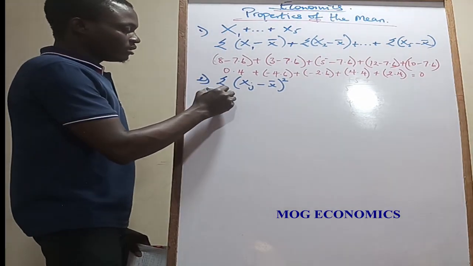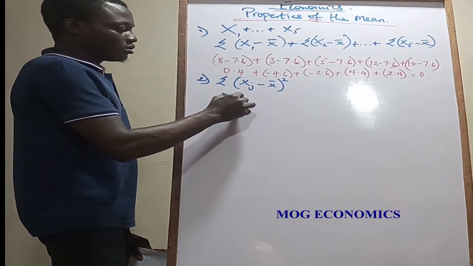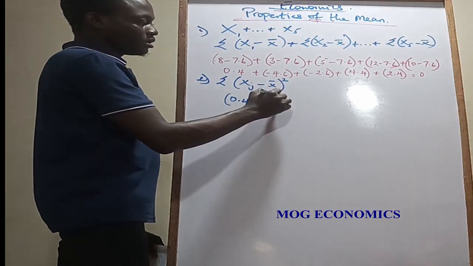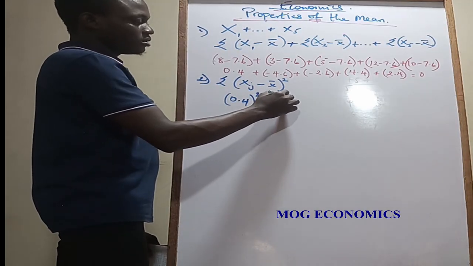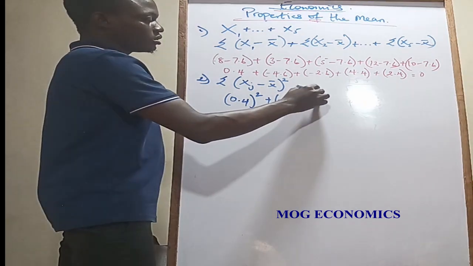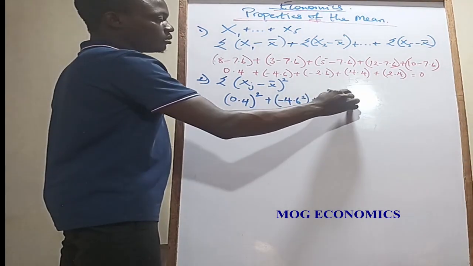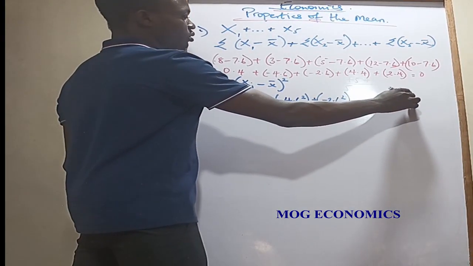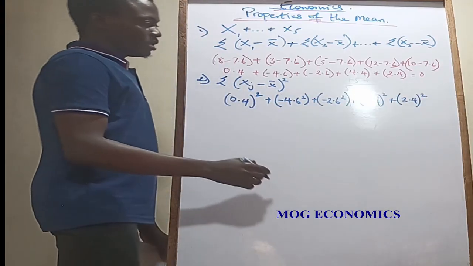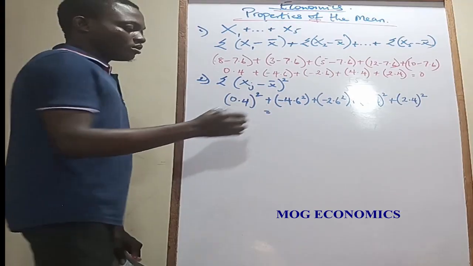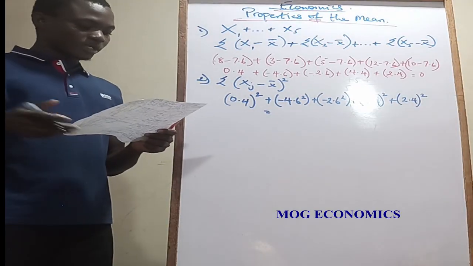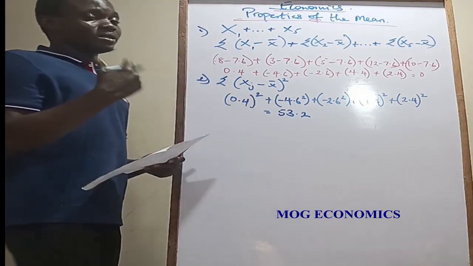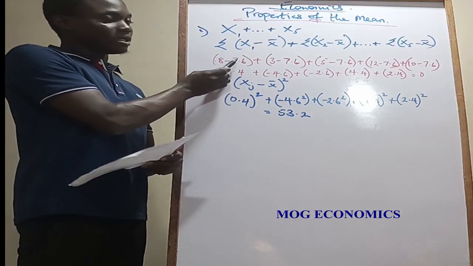Okay, so here the first one, 0.4, right? That's 8 minus 7.6. 0.4 squared plus minus 4.6 squared, 0.6 squared plus minus 2.6 squared plus 4.4 squared plus 2.4 squared. Alright, so when we do this, what we're eventually going to get, so I didn't memorize all of the answers, is 53.2. So what this is essentially saying is that what we subtracted was the mean that we got.